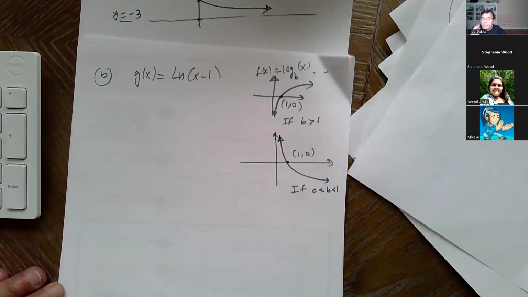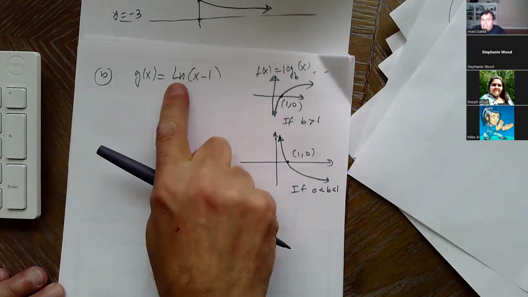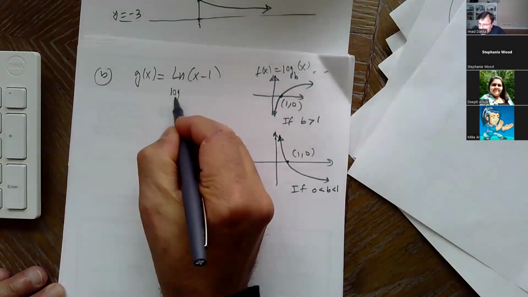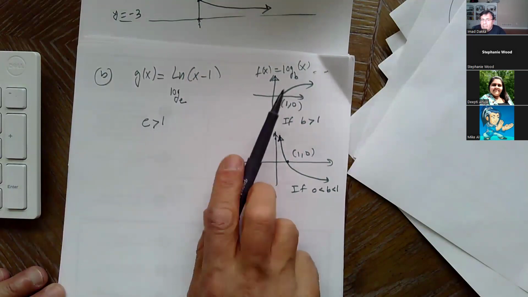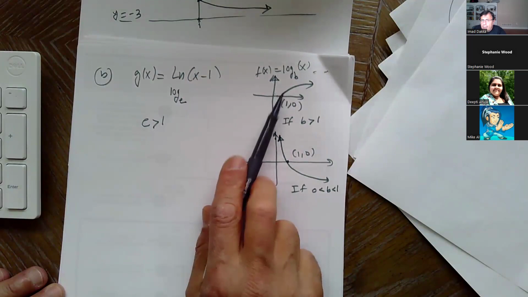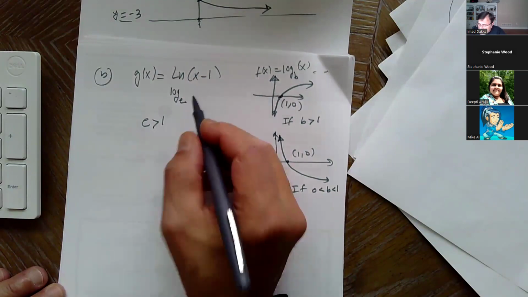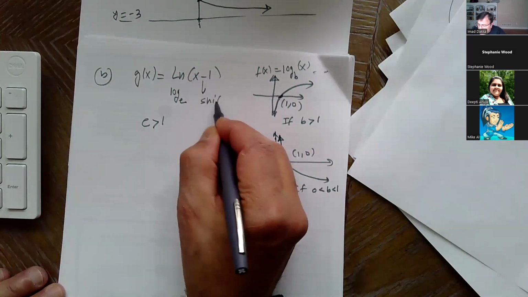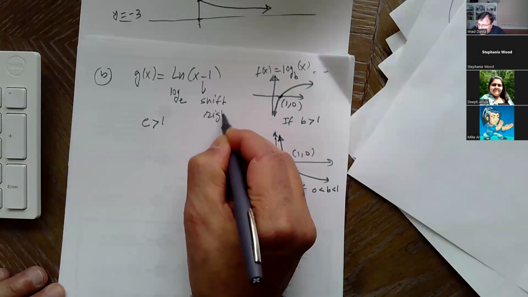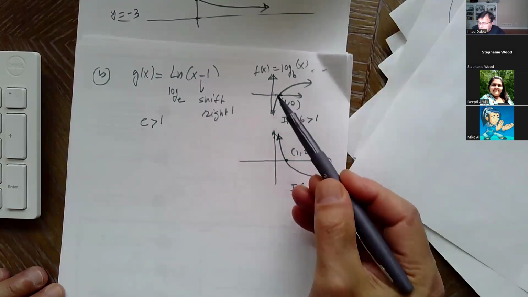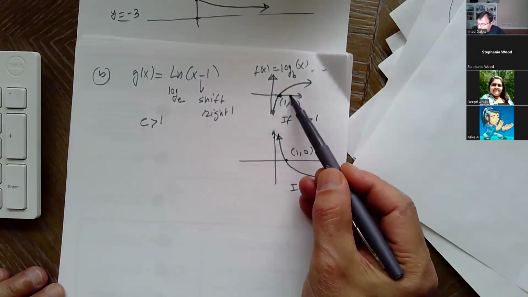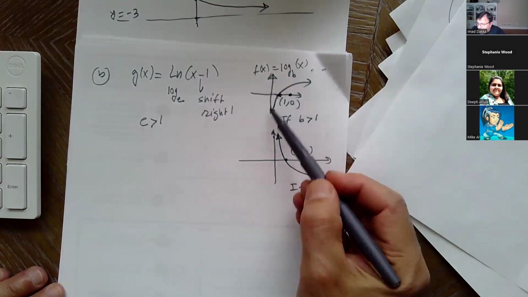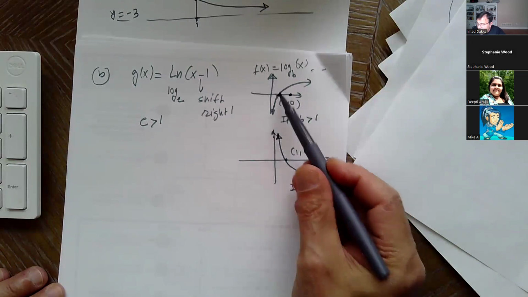So since ln has a log base e, and since e is greater than 1, then it's going to look like that guy, but it's shifted 1 unit to the right. So shift right 1 unit. So it's going to be this, shifted 1 unit to the right. So 1, 0 is going to be at 2, 0. And then the y-axis, which is the asymptote, is going to be at x equal 1.